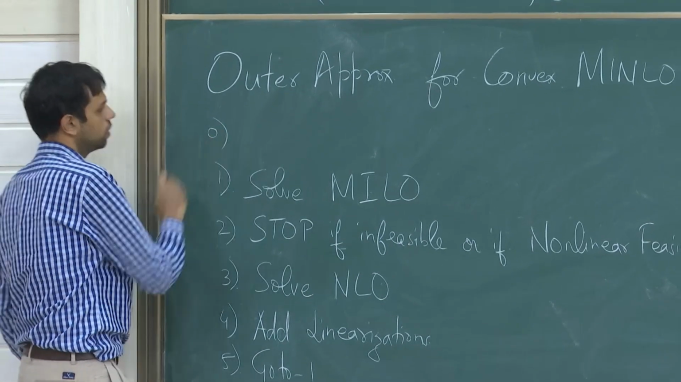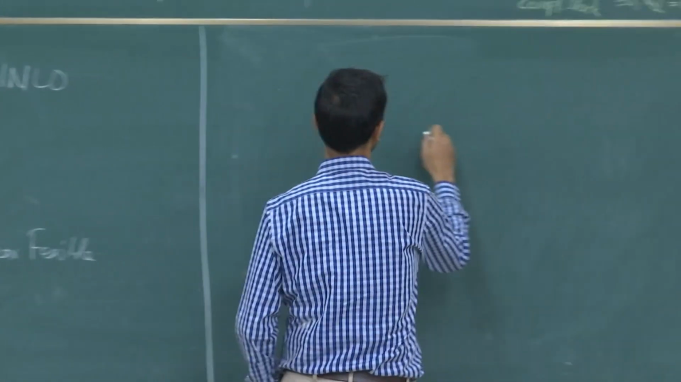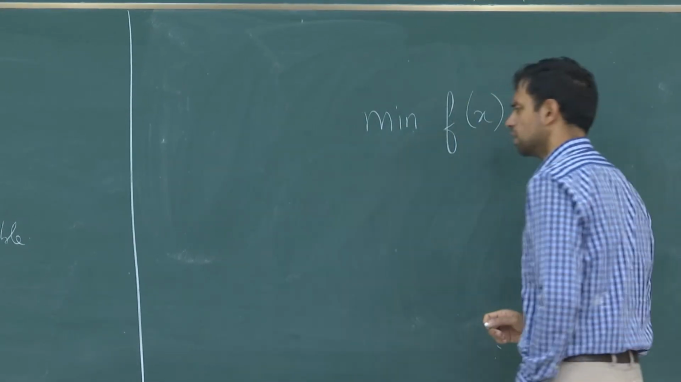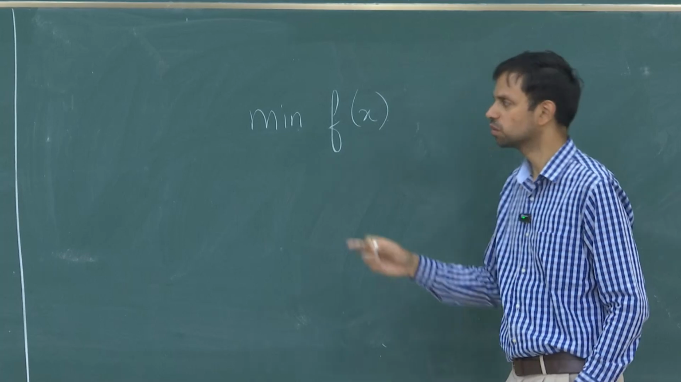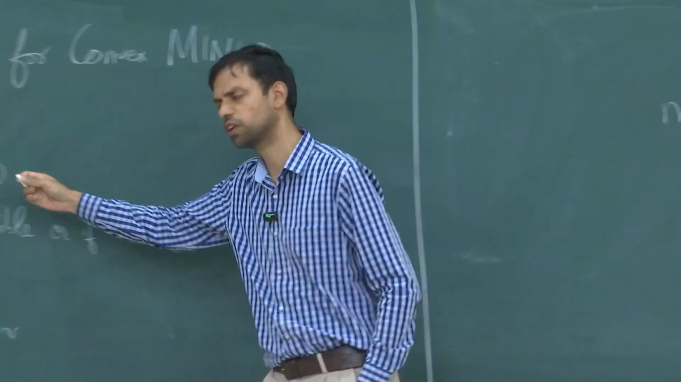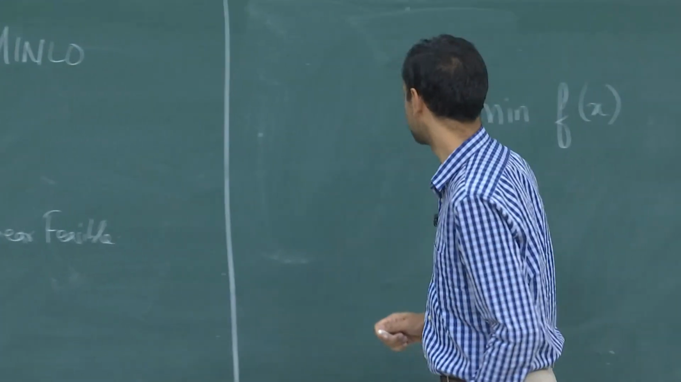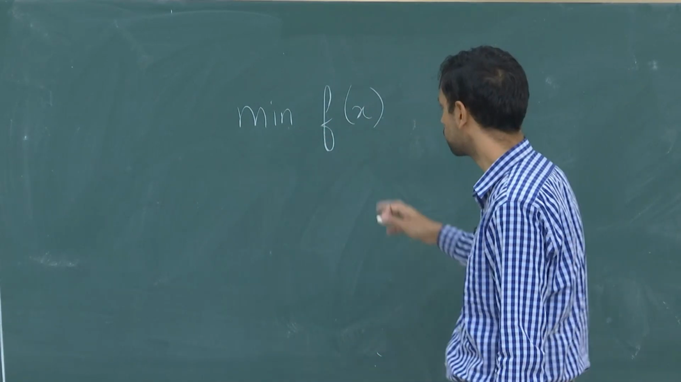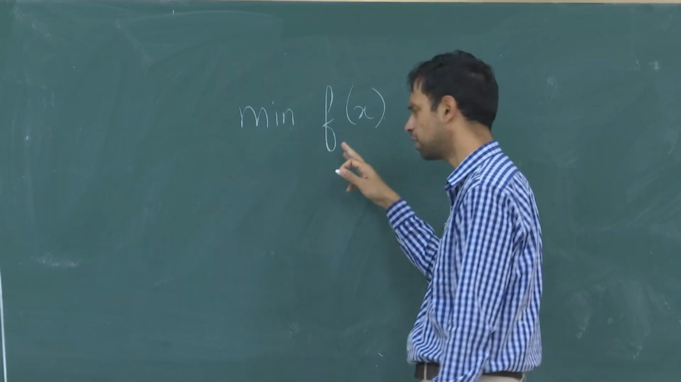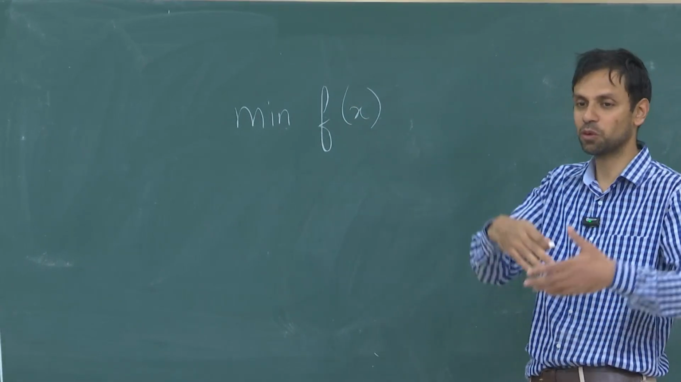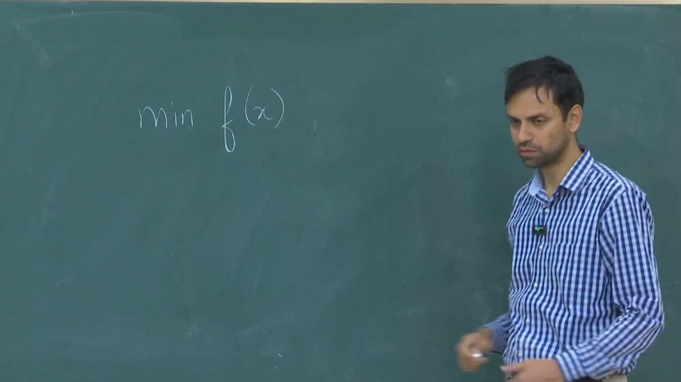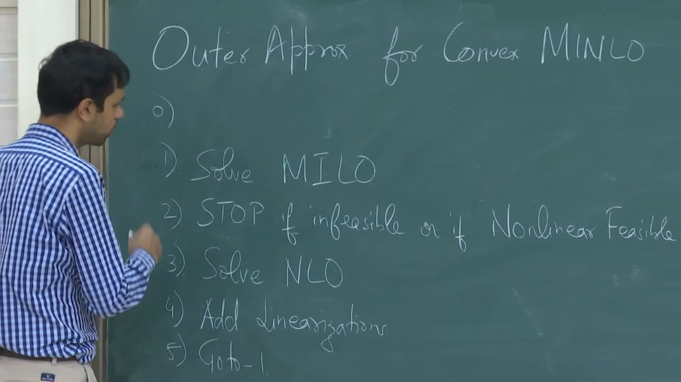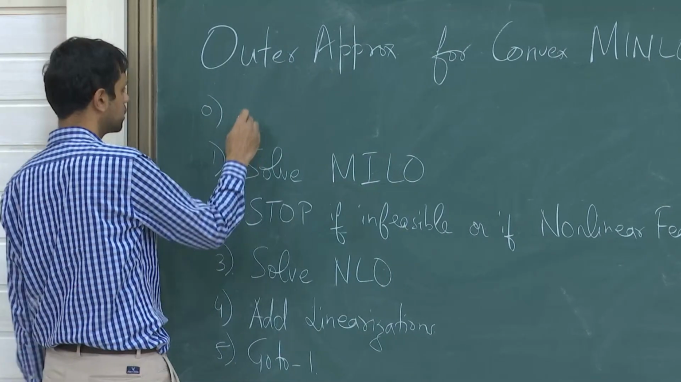So in practice, if you have a nonlinear objective function, and if you just drop this, then obviously your MILO will be unbounded, or it may not give you a lower bound. Okay, if instead of solving min f(x), you just say I'm going to solve minimum of 0, 0 may not be a lower bound for f(x). Okay, so in that case, typically what you start with is by solving the NLO relaxation of the original problem.